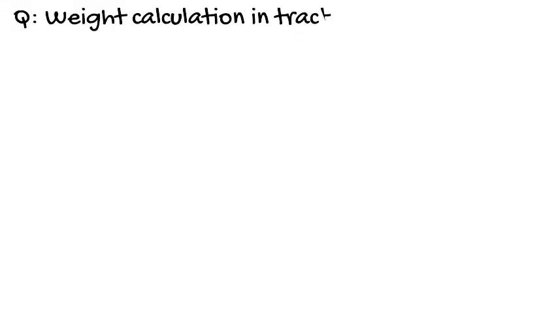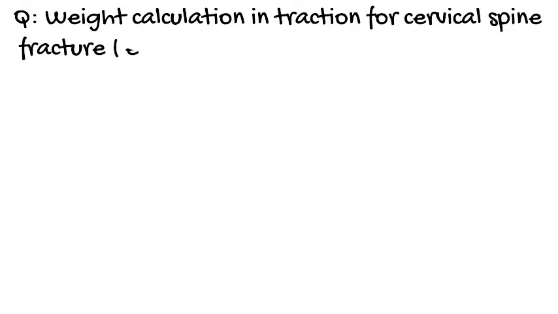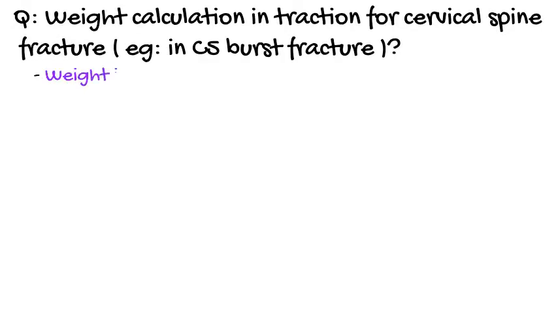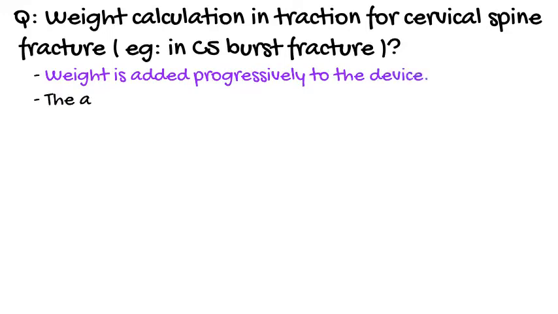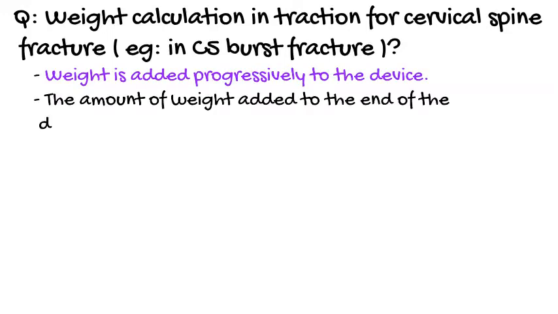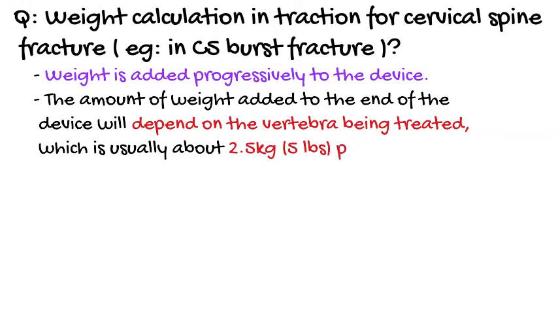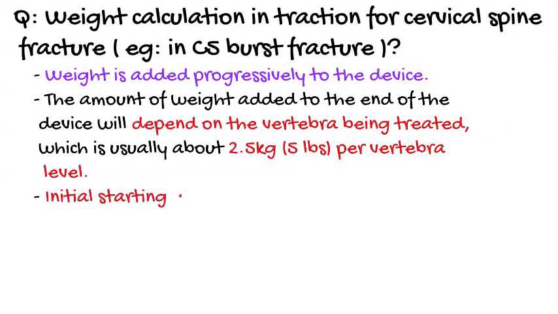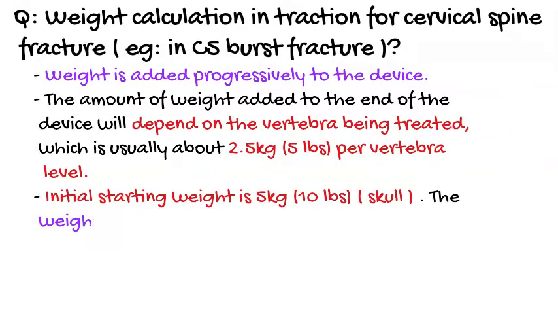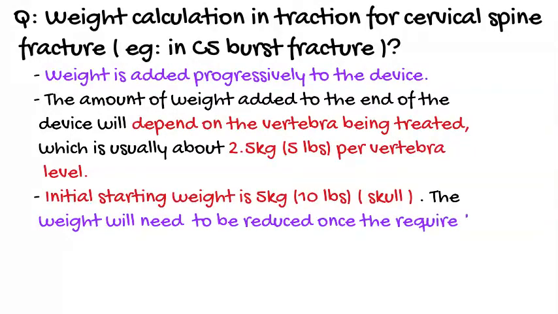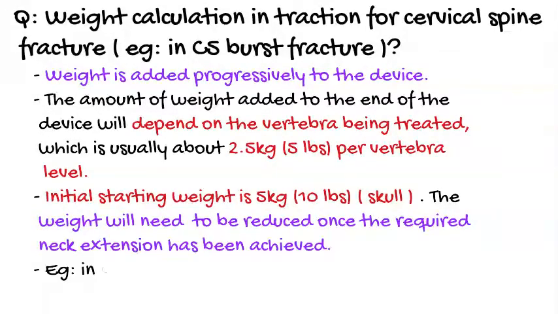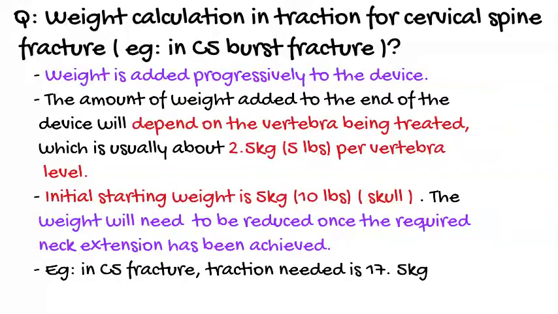Among the questions during my viva is, what is the weight calculation in traction for cervical spine fracture, for example in a C7 burst fracture? Well, there is an argument regarding the weight usage, but from my previous teaching in my university, the weight is added progressively to the device. The amount of weight added to the end of the device will depend on the vertebra being treated, which is usually about 2.5 kg. That means 5 pounds per vertebra level.